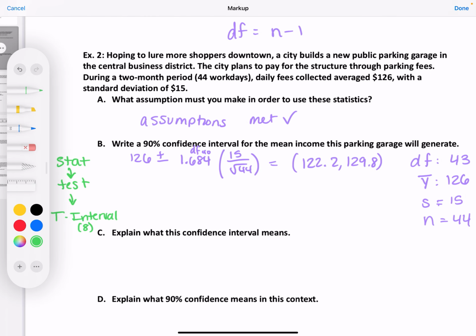If I can click the right thing this time. So we have the T interval. We click the stats button, then it was 126, like I said, this was X bar on here. Your calculator writes S as S sub X, same thing, I just want you to see it. So that was 15, and then N was 44, and then our confidence was 0.9, and it gave us out the 122.2 as well as the 129.8.